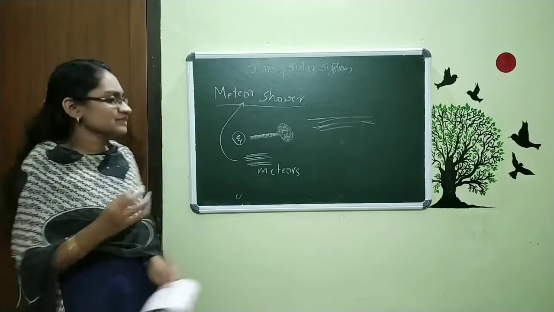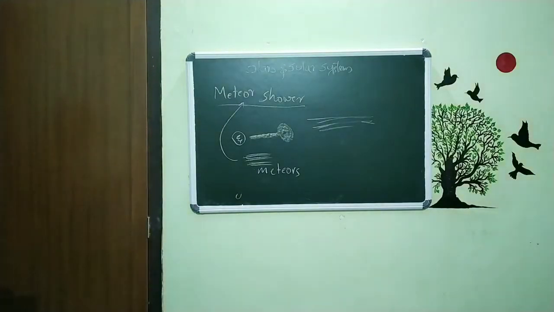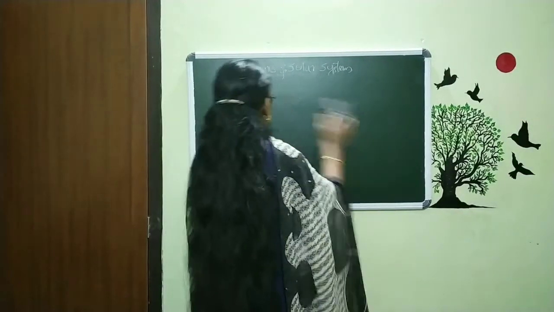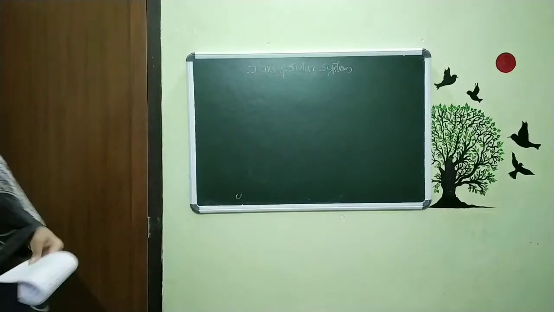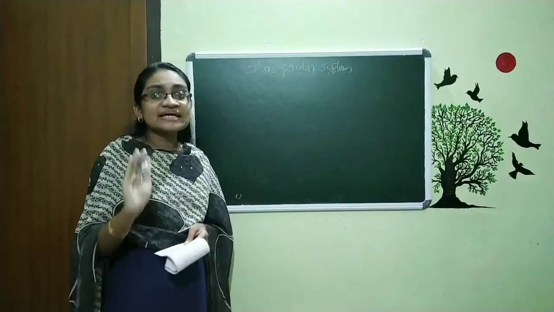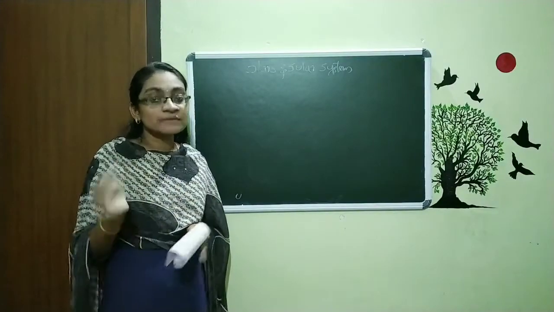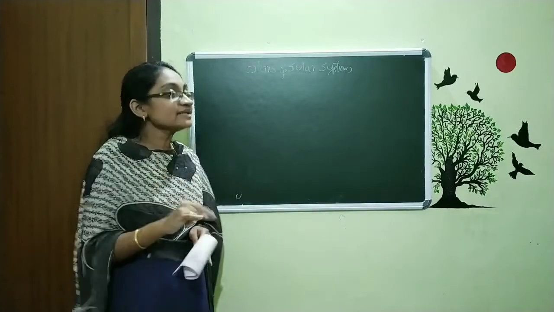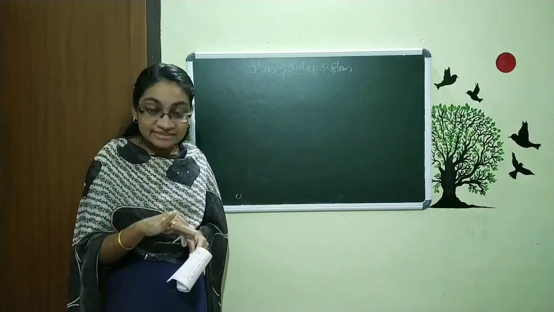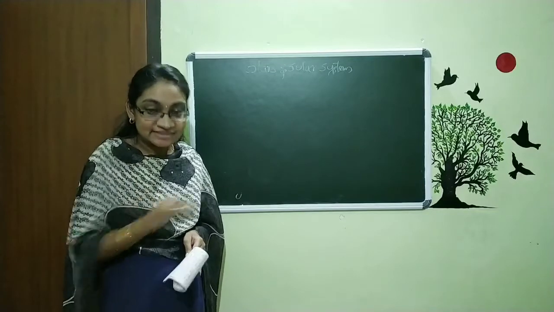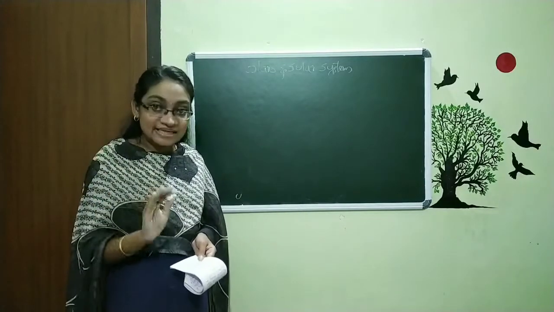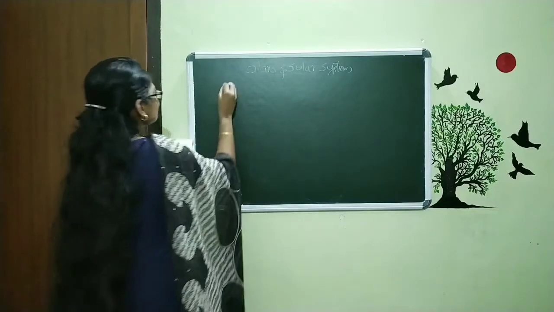Meteor shower. Simple. Now we are going to discuss the last topic in this chapter, and that is the artificial satellite. I already gave some introduction about this in the previous classes. A satellite is something that revolves around a planet. Then there are two types: natural satellite and artificial satellite. The natural satellite is the original one.